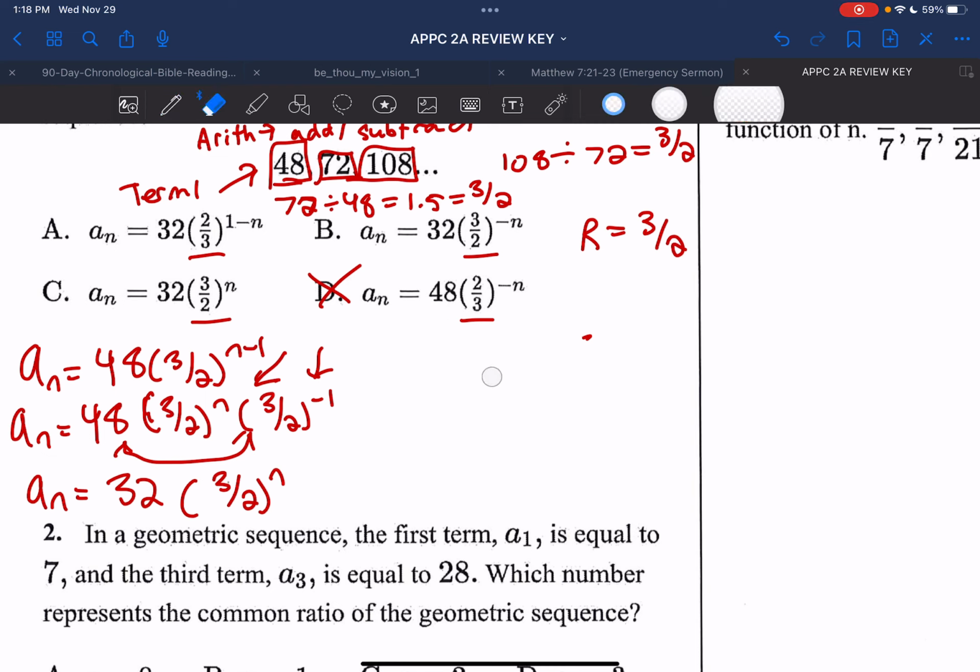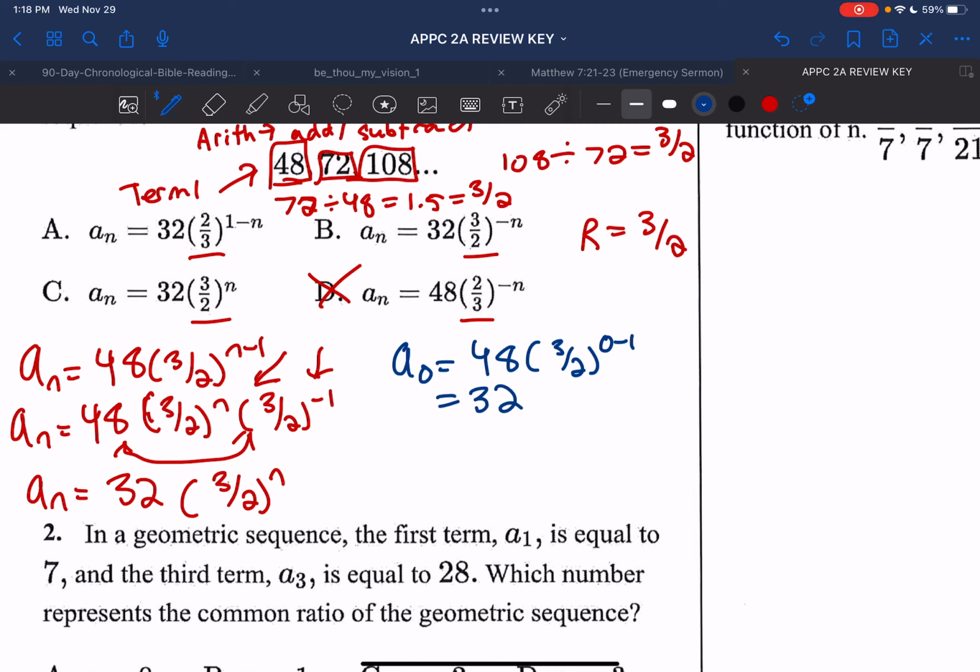Let me erase here. I'll write it in blue. Another way you can do it is plug in for the zero term and find it. So a0 equals 48 times 3/2 to the 0 minus 1. Type that in my calculator, and that'll give me 32. And then rewrite it as an equals 32 times 3/2 to the n. And remember, it's just n because it's minus 0, because this is my zero term.